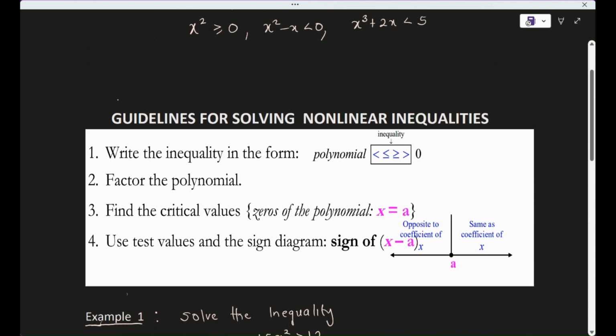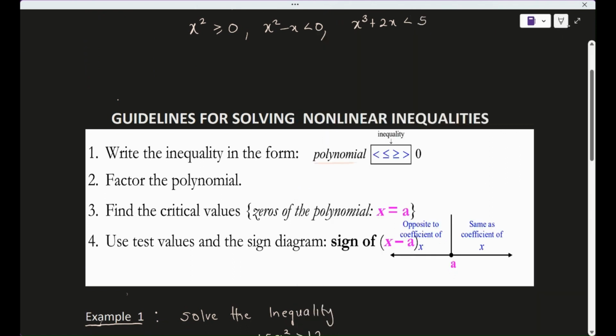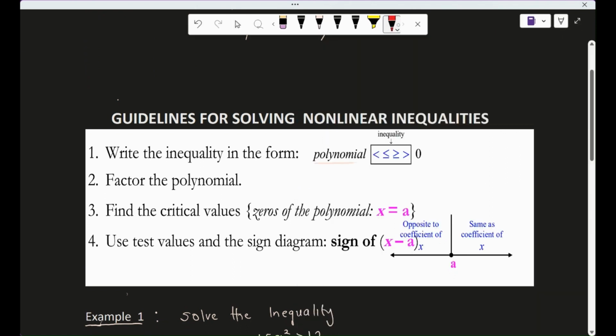Here, the first guideline is we write the inequality in the form of what? We write the polynomial on one side, then you have your 0 on the other side. So you have your polynomial on the left-hand side, and the inequality is either less than, less than or equal to, greater than or equal to, or greater than. Then we have 0 on the right-hand side.